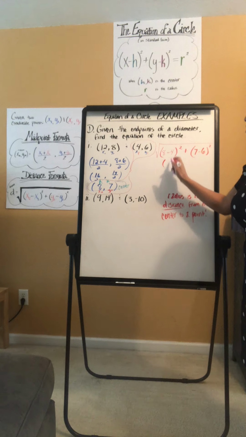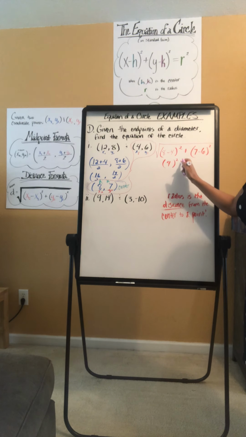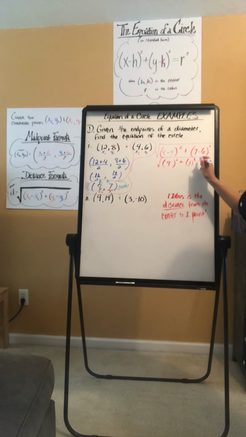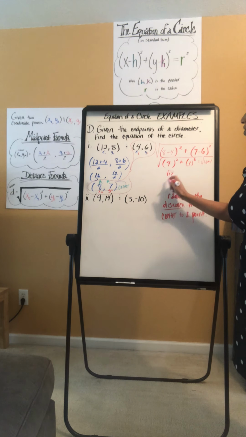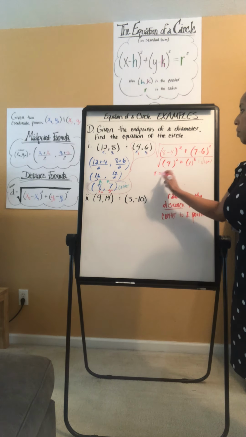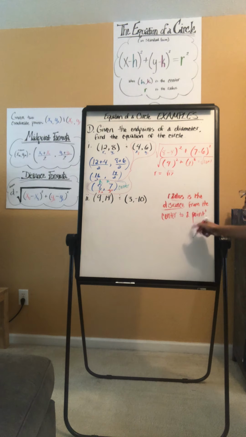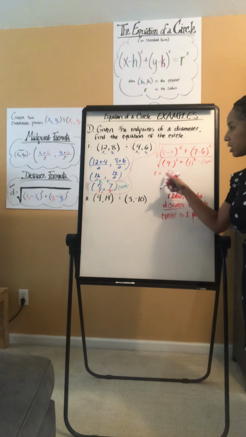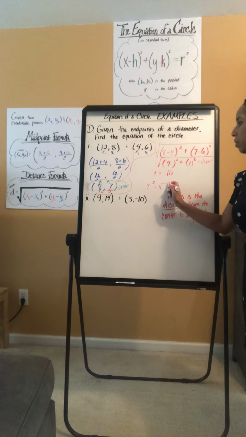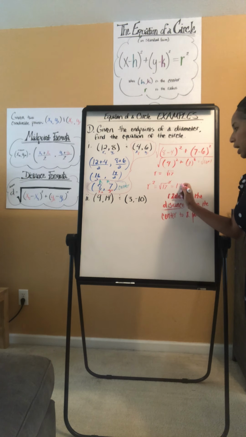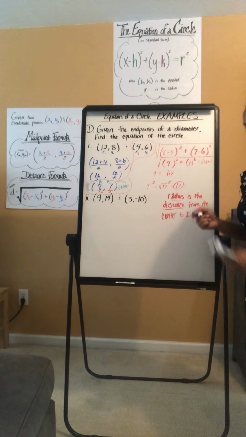All right, so 8 minus 4 is just a 4 squared, plus 7 minus 6 is just a 1 squared. That is going to be a 16 plus a 1, which is going to give me the square root of 17. Now what I was finding, remember, was the radius. The radius was the distance from the center to the point. If that is my r, then r squared would just be the square root of 17 squared, which would cancel and leave me with just a 17.